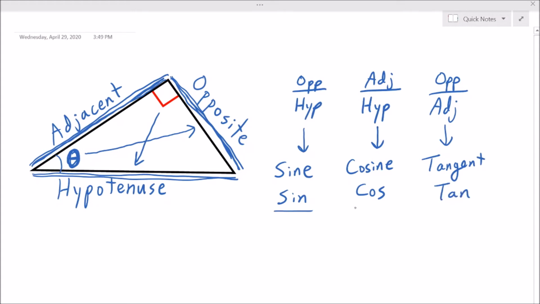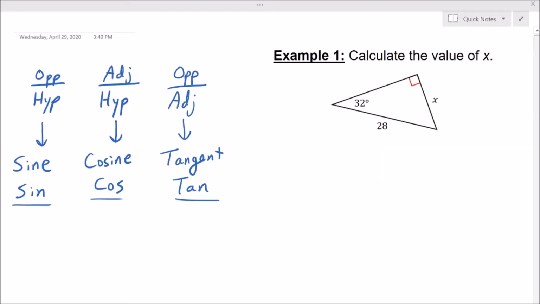And you may have seen these before. These may be buttons on calculators that you've worked with before. And so those buttons will tell us what the ratio is for different angles. Now, that was a lot of information all at once, and it might be kind of overwhelming. So let's just look at an example and see how this type of calculation goes.